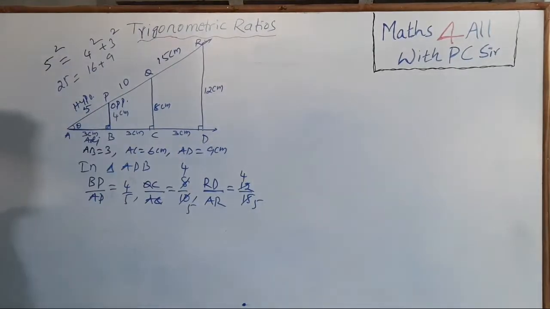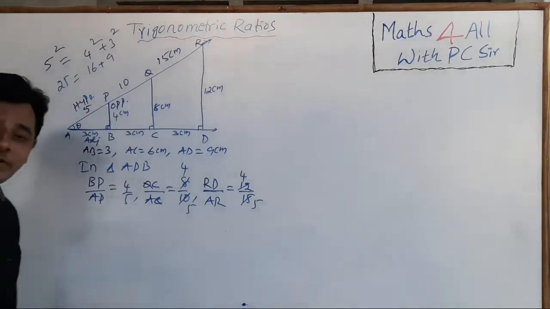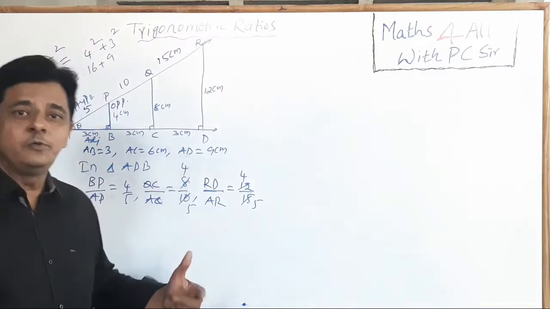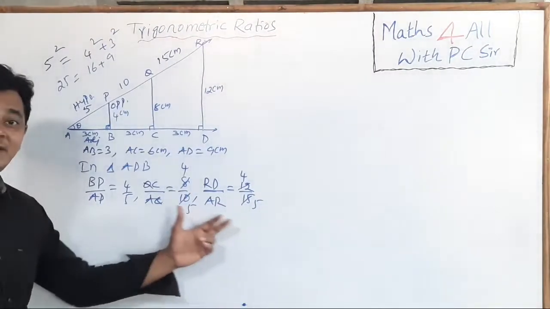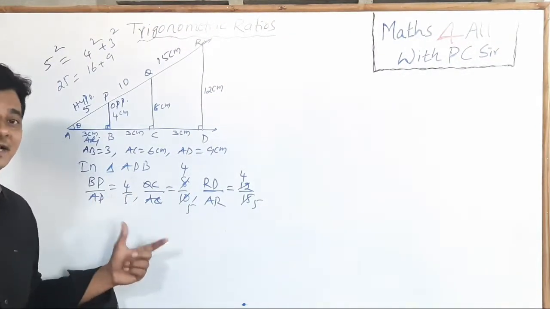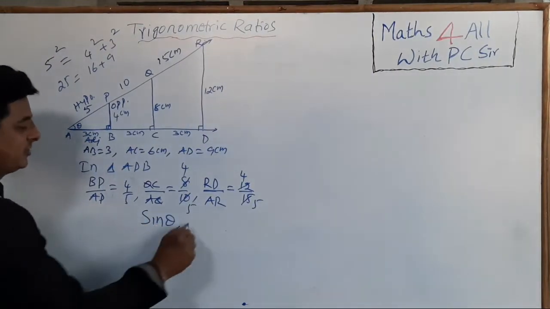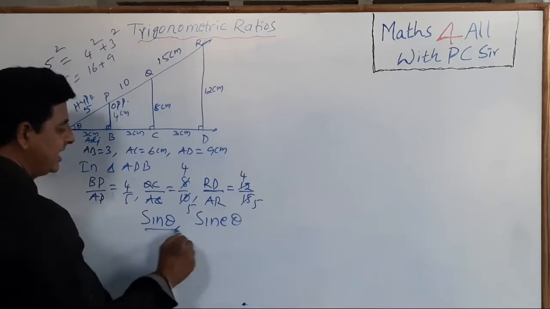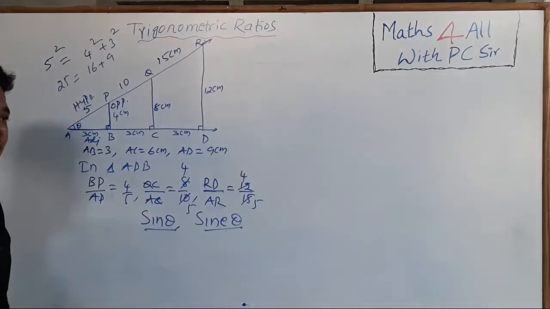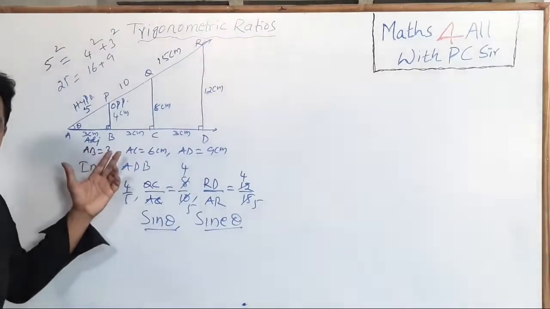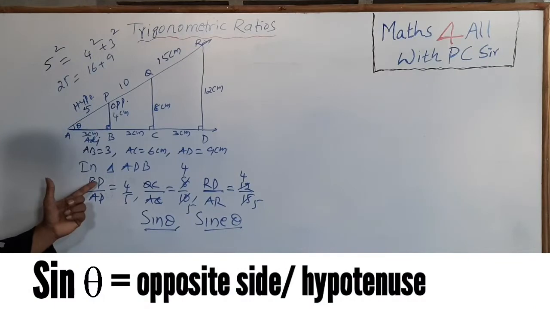So by this we can define that in this triangle the ratio between the opposite side and the hypotenuse is a constant value, 4 by 5. This constant ratio is the first trigonometric ratio, which is said to be sin theta. So sin theta is equal to the side opposite to theta by hypotenuse, because these are all the side opposite to theta by hypotenuse.